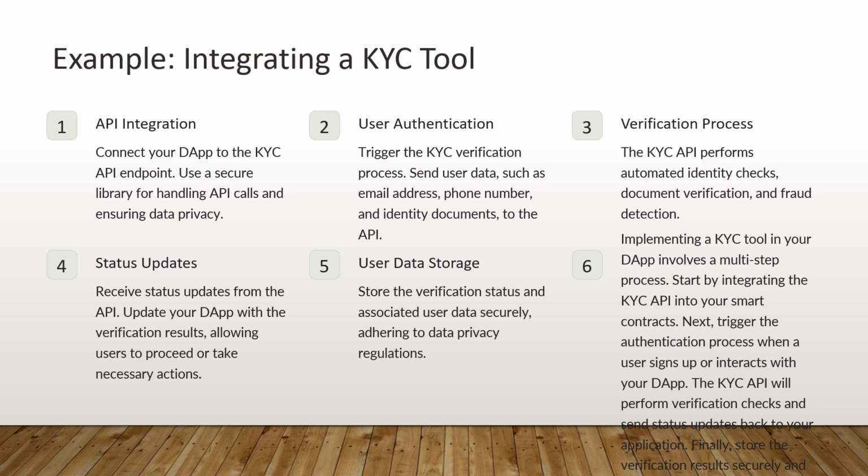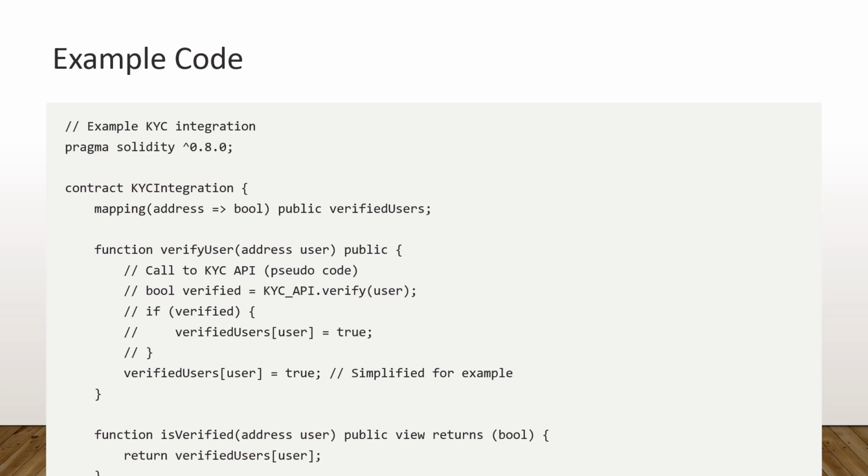So now we will look at an example code snippet to apply the KYC tool. This example demonstrates how to integrate a KYC tool into your smart contract. The process involves connecting your DApp to the KYC API, triggering the verification process, and securely storing the verification status. The code includes a function verifyUser that simulates the verification process by setting the user status as verified, which we saw in the other video also. And also the function isVerified, which we saw in the previous video. It checks whether a user has been verified, ensuring that only verified users can interact with a certain part of the DApp.